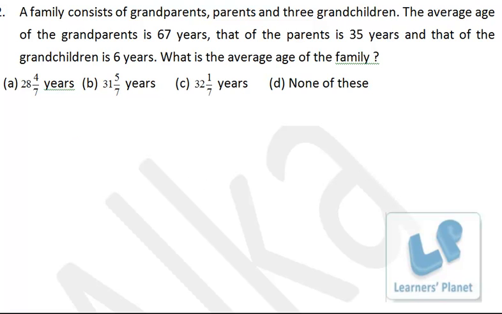Now we see this problem. A family consists of grandparents, parents and 3 grandchildren. The average age of the grandparents is 67 years, that of parents is 35 years, and that of grandchildren is 6 years. What is the average age of the family?